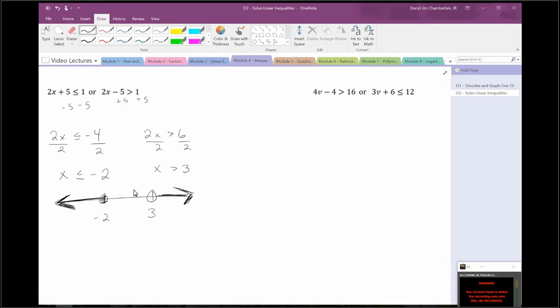So if I'm writing this in interval notation, I have it from negative infinity to negative 2 and including it. I have 3 to infinity, not including 3. And then because this is an or, I'm saying it's either or, these two combined.